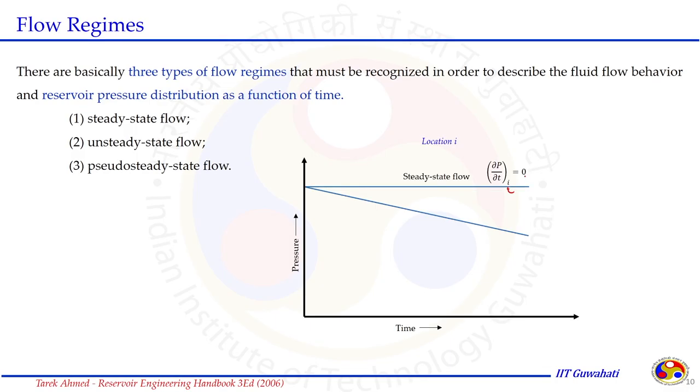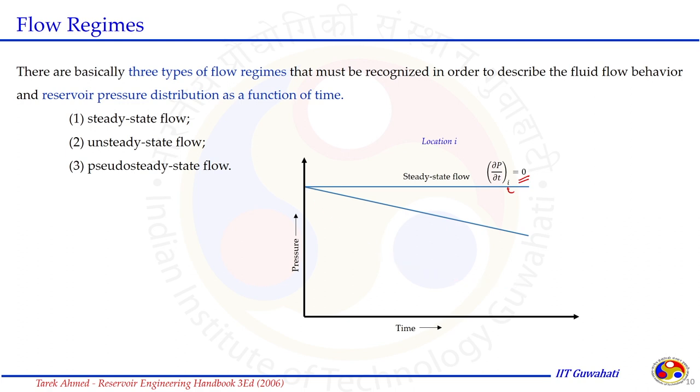So let's say at a particular location I, we are measuring the pressure. If the pressure is not changing with respect to time at that location, the system should be characterized as the steady state flow. There is no condition in the reservoir fluid production system where the steady state flow condition exists. But for simplicity, or for solving the complex equation or understanding the reservoir performance, the situation can be hypothesized where we say the pressure is not changing with respect to time, meaning the derivative of pressure with respect to time at a particular location I is zero, the system is in steady state flow condition.